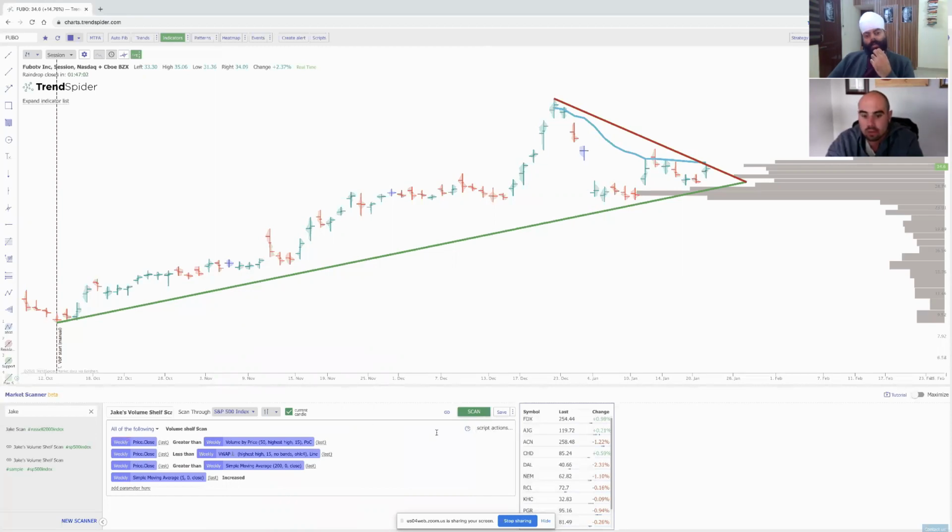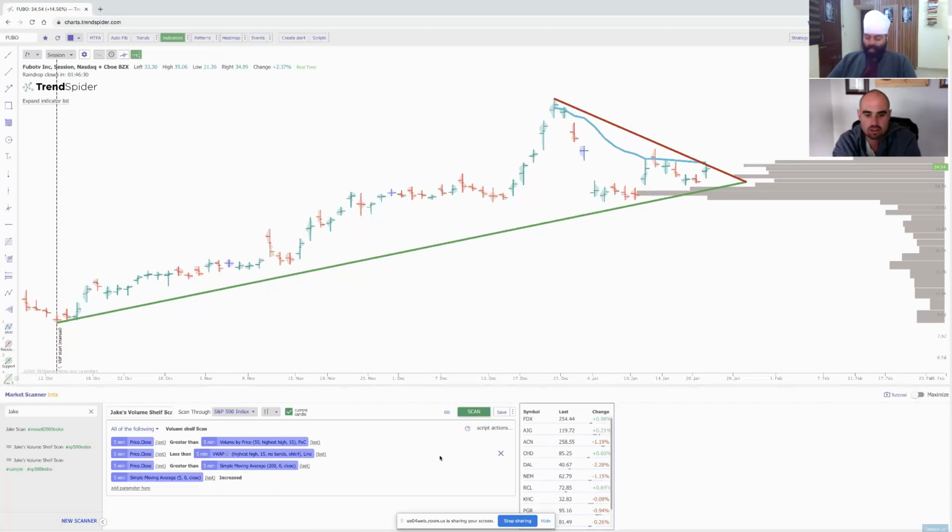Let's say that maybe you're a day trader and you wanted to switch this to the 5-minute charts. You can use the volume shelf scan in the 5-minute charts by simply going to script actions, select all time frames, and then choosing the time frame you want to scan through. This is publicly available once you become a customer on TrendSpider, and it is very powerful and allows you to remove some of that work that you're sometimes doing manually and let the system do it for you.